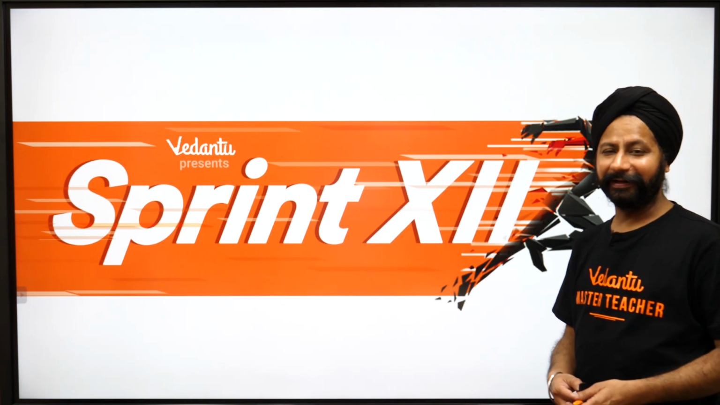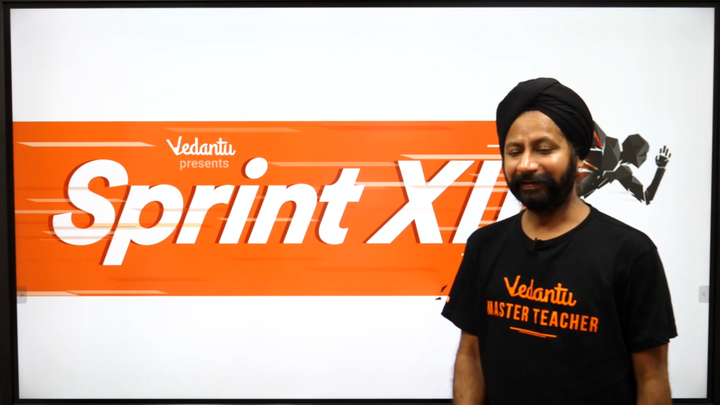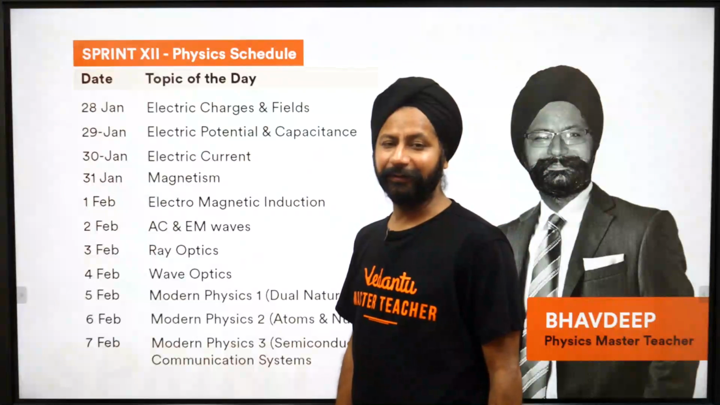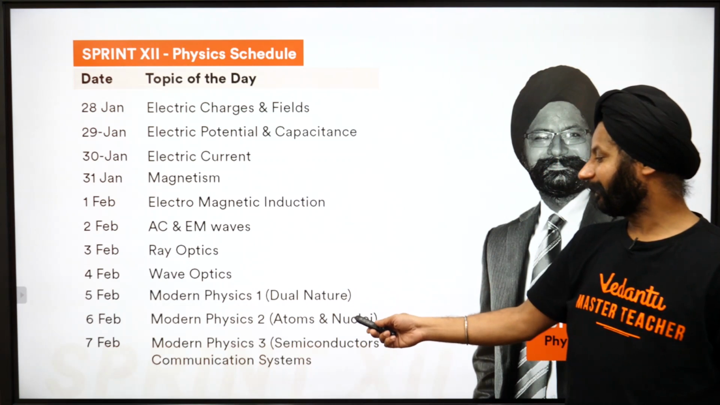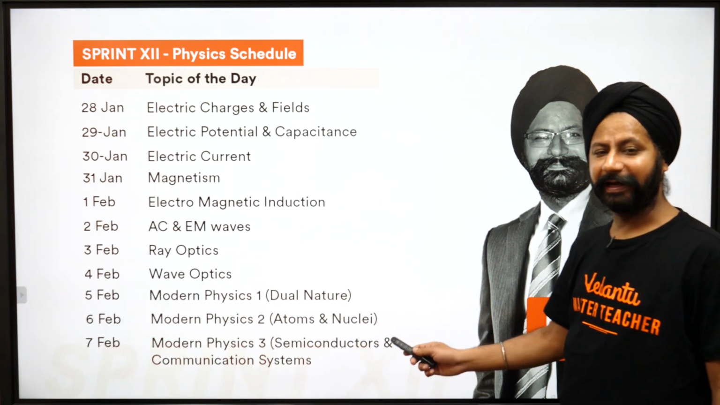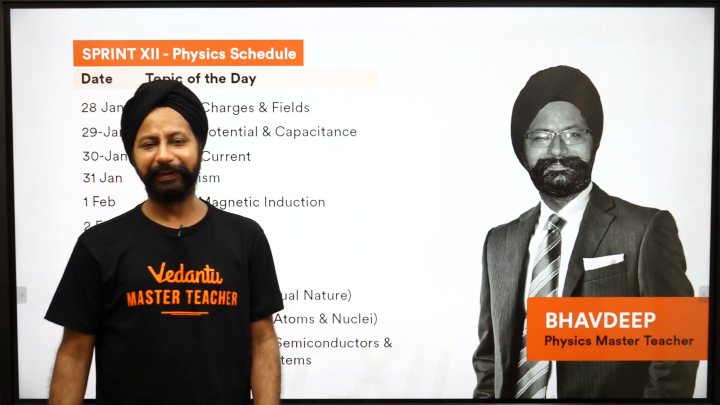Today is day number 10, and we are doing part 2 of modern physics today. So before we start, let's look at the schedule, which you've already seen many times. Today is day number 10. We are doing modern physics part 2, that is atoms and nuclei, the things that you and I and everything around us is made up of.